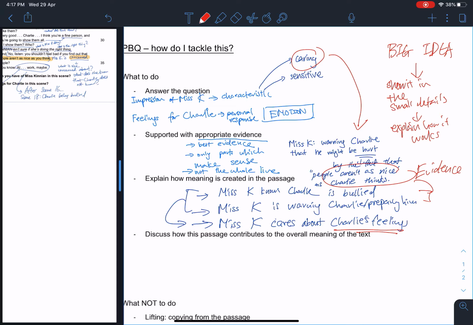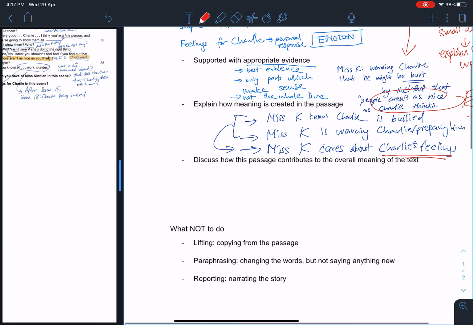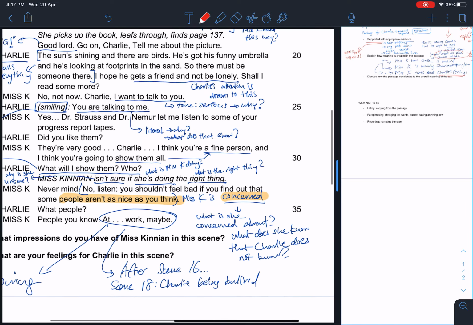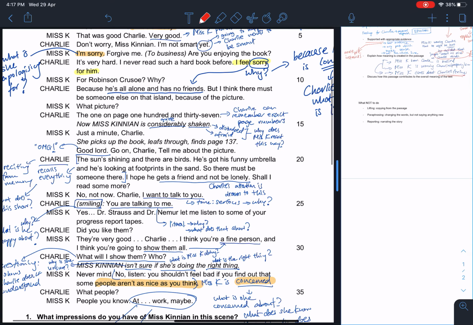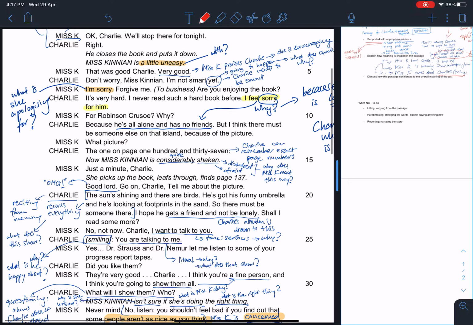Of course, remember that you should always give me multiple instances. So if you tell me that Miss Kenya is caring and there's only one piece of evidence, I'll say, oh, okay, maybe. But if you can continue, maybe you can say that Miss Kenya is very polite. She is very nice towards Charlie. She's very forgiving. She treats him well. Then that is more evidence which really backs up what you're trying to say, and therefore your argument is going to be stronger.